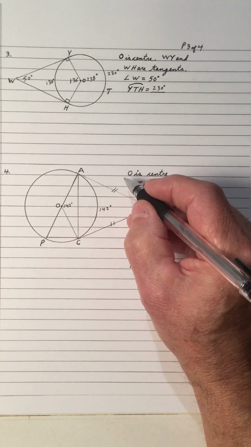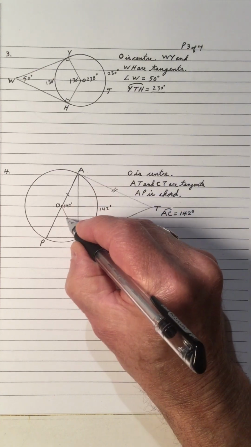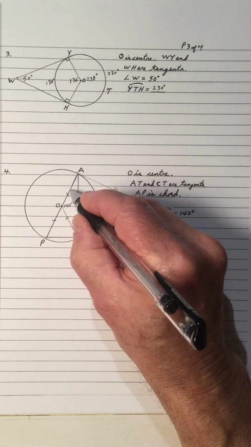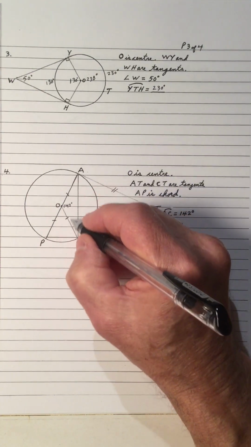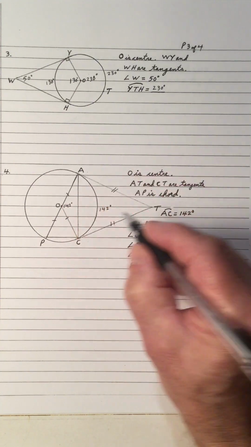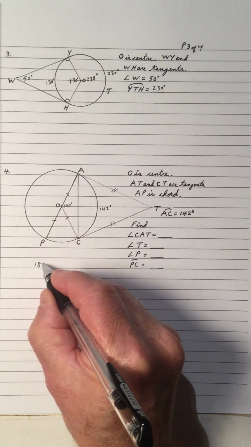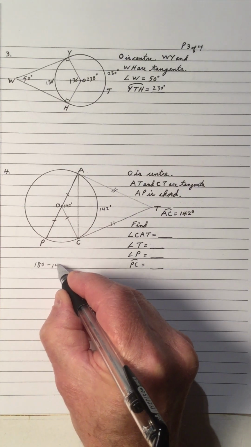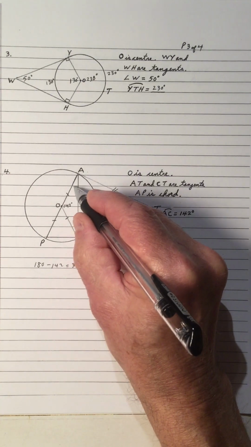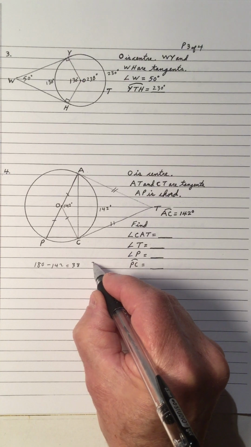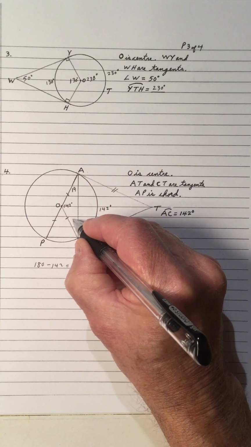That means that this radius OA is equal to OC is equal to OP. All these radii are equal in a circle. And because these radii are equal, we have an isosceles triangle with two base angles equal. So again, 180 minus 142 gives us 38. So these two angles add up to 38. So 38 divided by 2 gives me a 19 here and a 19 here.